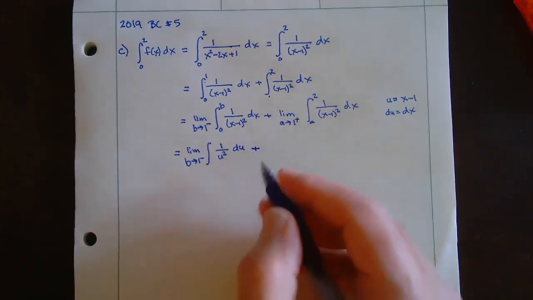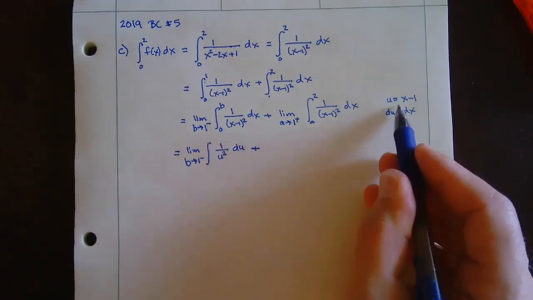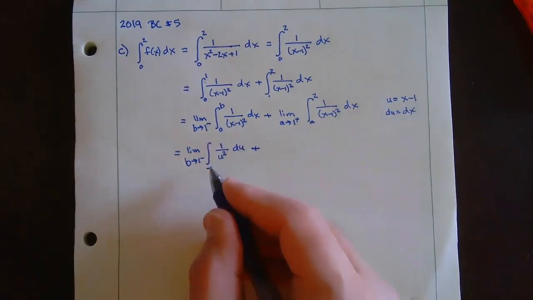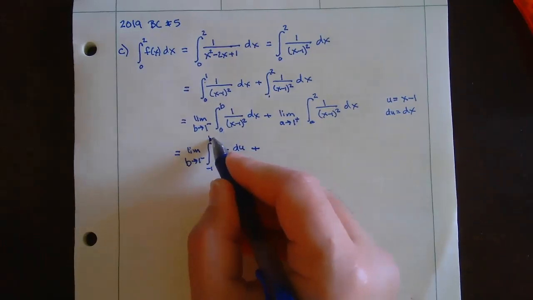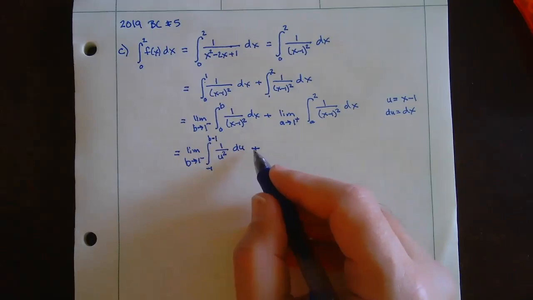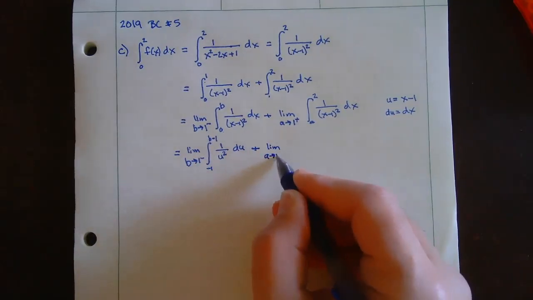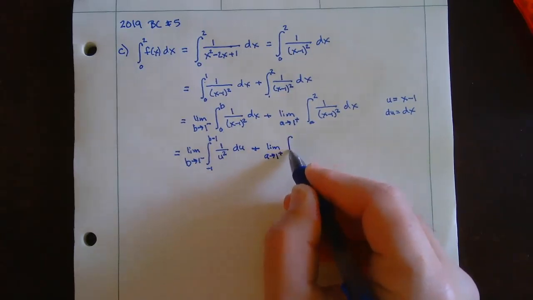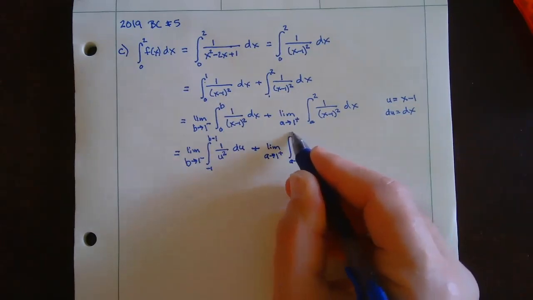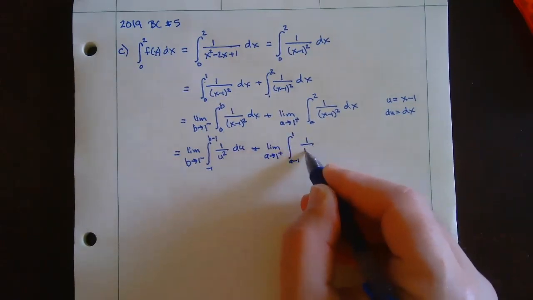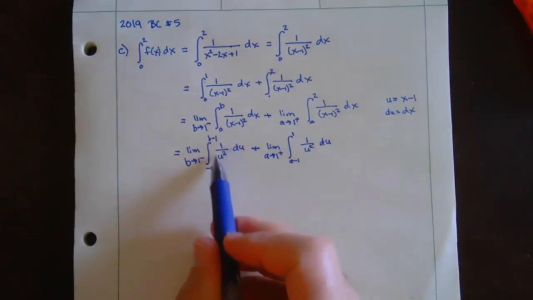plus, and you know what, I'm going to put the limits in here. So 0 minus 1 becomes -1, and the top limit becomes b minus 1, because we've got to change them to u values. Then plus the limit as a approaches 1 from the right of, and this would be a minus 1 to 2 minus 1, which is 1, of 1 over u squared du. This is u to the -2.